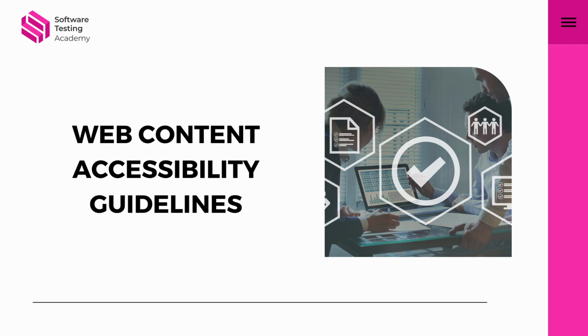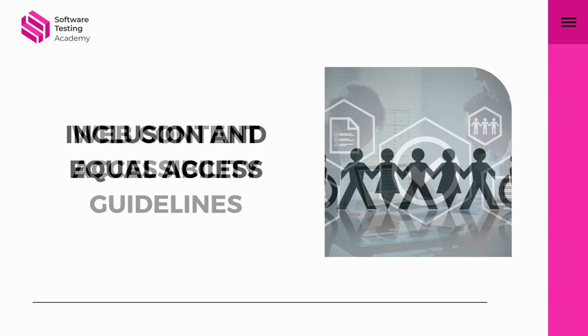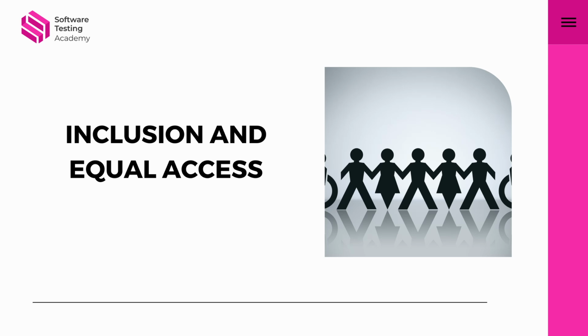The primary goal of WCAG is to make web content more perceivable, operable, understandable, and robust for a wide range of users, including those with visual, auditory, cognitive, and motor disabilities. The specific purposes of WCAG include inclusion and equal access. WCAG aims to eliminate barriers that prevent people with disabilities from fully participating in the digital world. It strives to provide equal access to information, products, and services, regardless of an individual's abilities.